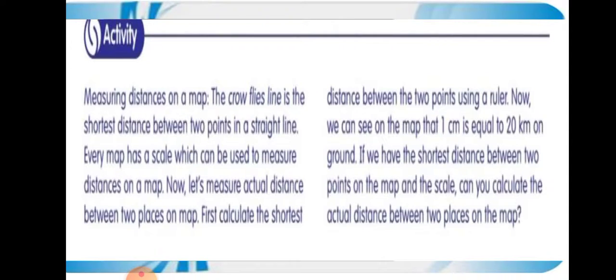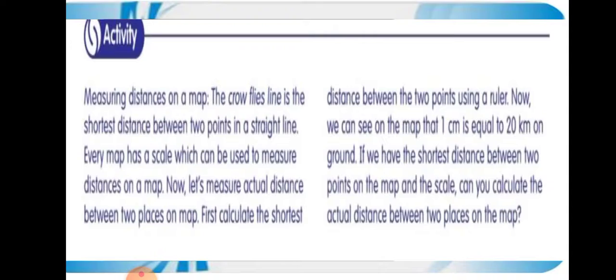The crow flies line is the shortest distance between 2 points in a straight line. If you have read the section, you know about the crow flies line. Measuring distance on a straight line is also referred to as the crow flies distance. It is the shortest distance between two places on a straight line. So every map has a scale which can be used to measure distances on a map.